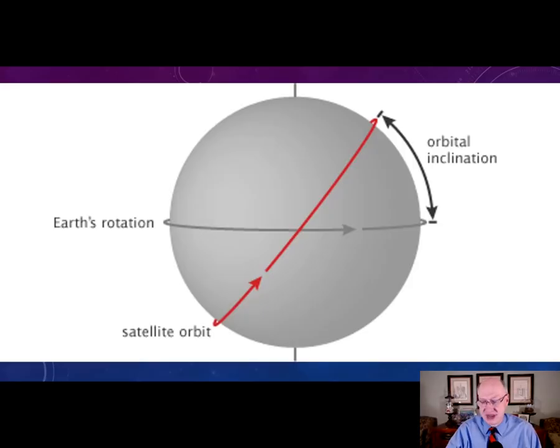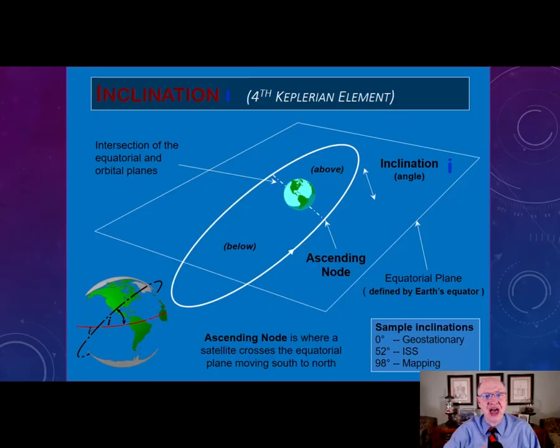Now, most orbits are inclined, other than geostationary orbits, which we'll talk about later on in this lecture. Typically, an orbit is inclined to the Earth's equator. So this white plane right here is the plane that includes the Earth's equator. And the satellite can be above the Earth's equator and below the Earth's equator.